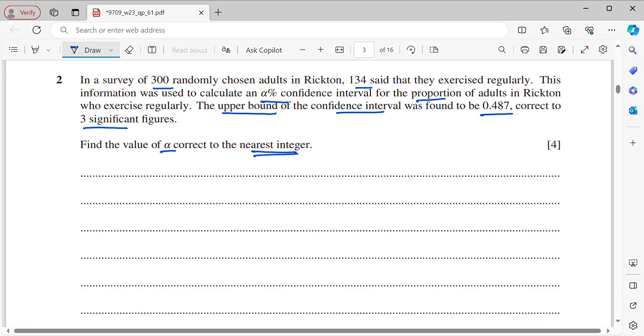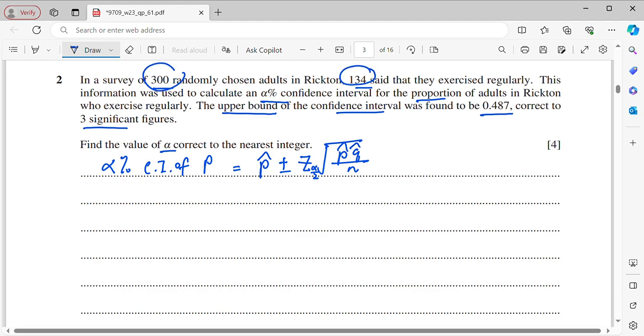So we know that the alpha % confidence interval of proportion, the formula is basically p hat plus minus z square root of p hat q hat over n. It will be z alpha over 2. So from here, my p hat is 134 over 300. So here I will write 134 over 300.